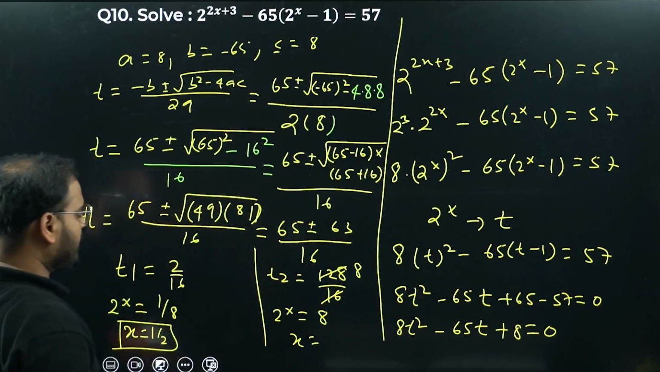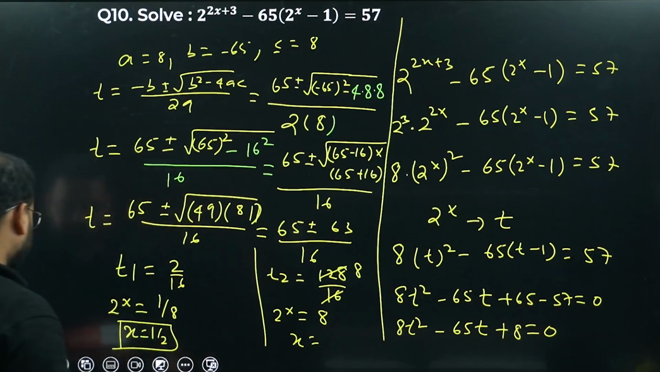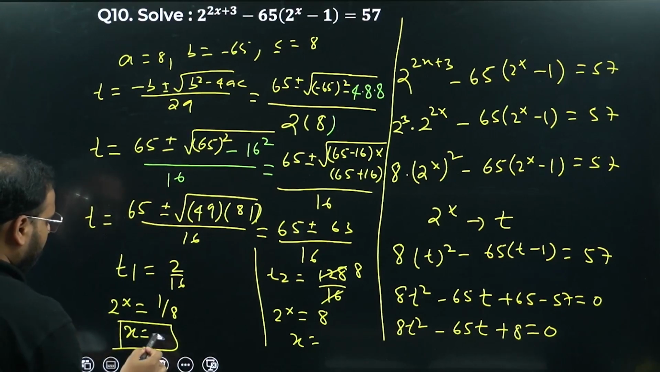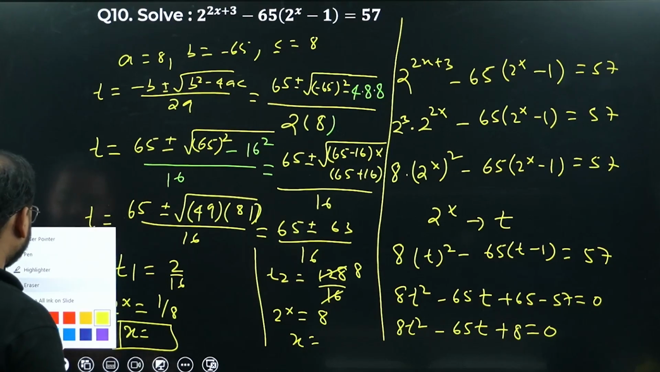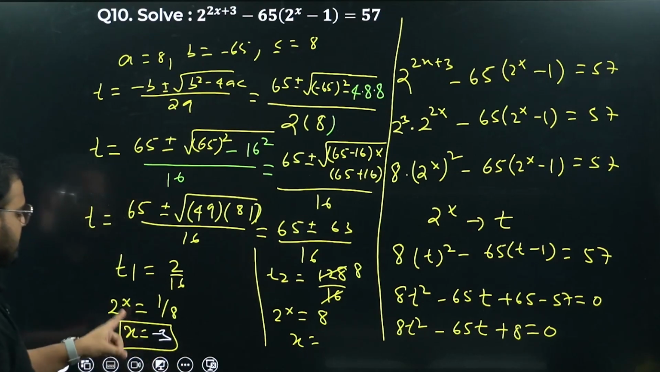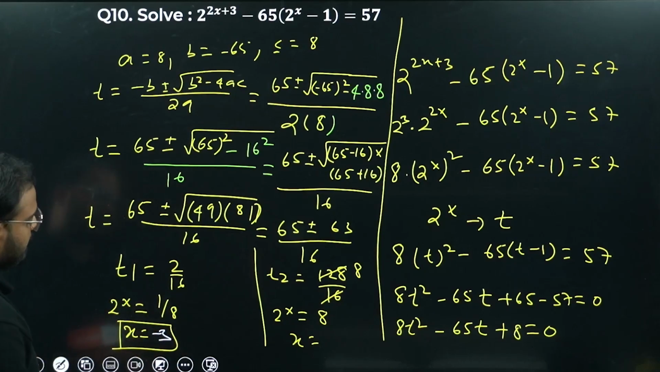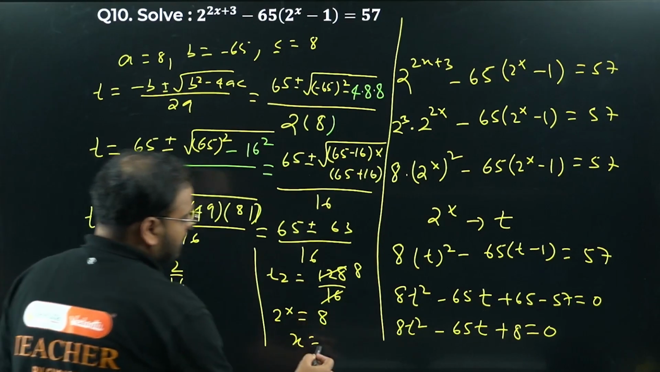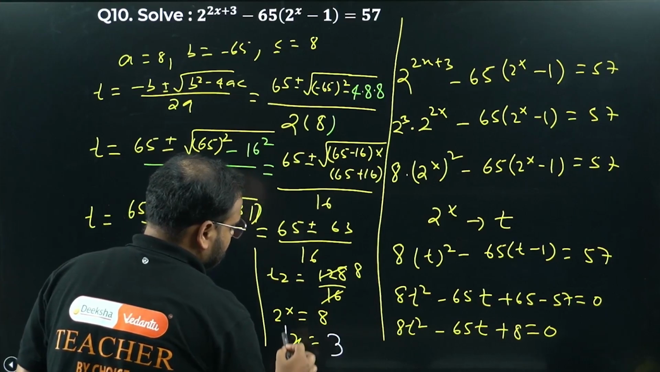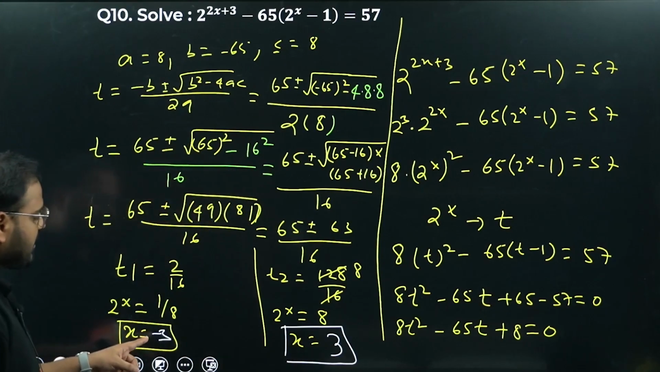X is going to be, sir, over here what? Okay, 1 second. Wrong. X is going to be over here minus 3, right? 2 power minus 3 is 1 by 8. I took it as 1 by 2, but 2 power minus 3 is 1 by 8. So minus 3. Over here what do I get? X as 3, sir. 2 cube is 8, and 2 power minus 3 is 1 by 8.